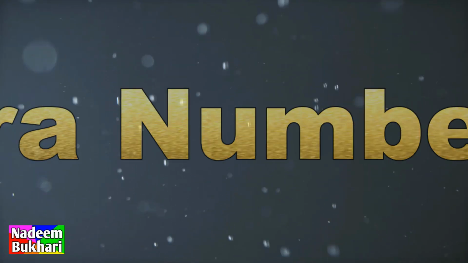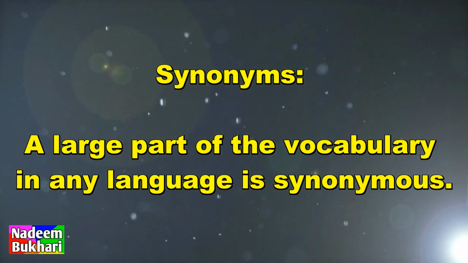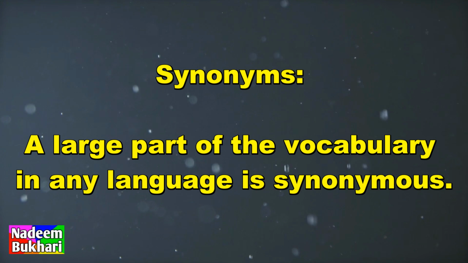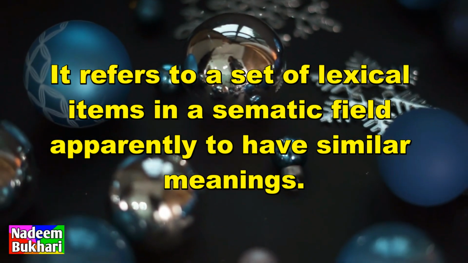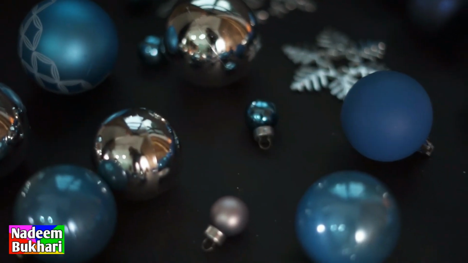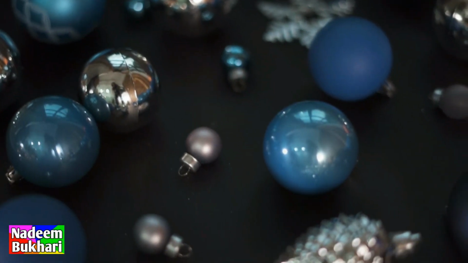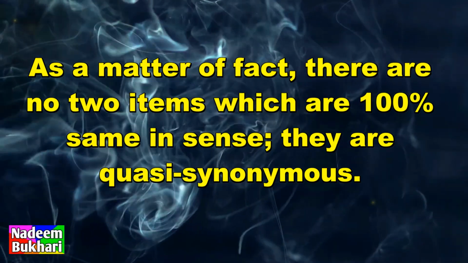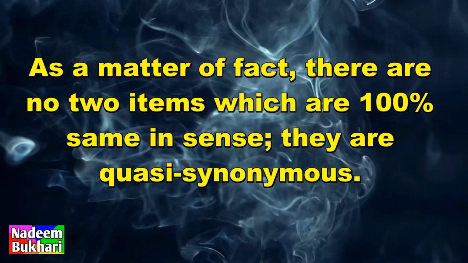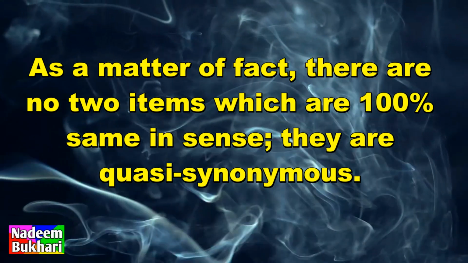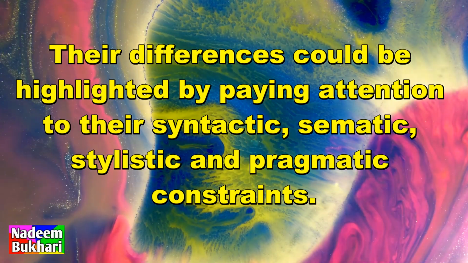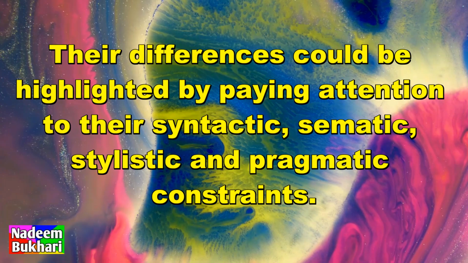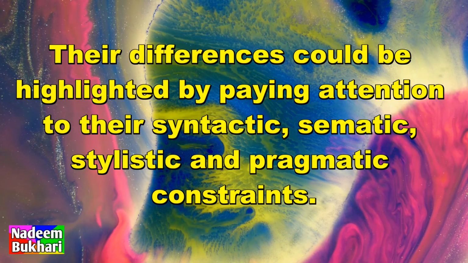Para number 4. 3. Synonyms. A large part of the vocabulary in any language is synonymous. It refers to a set of lexical items in a semantic field apparently having similar meanings. As a matter of fact, there are no two items which are 100% same in sense, they are quasi-synonymous. Their differences could be highlighted by paying attention to their syntactic, semantic, stylistic and pragmatic constraints.